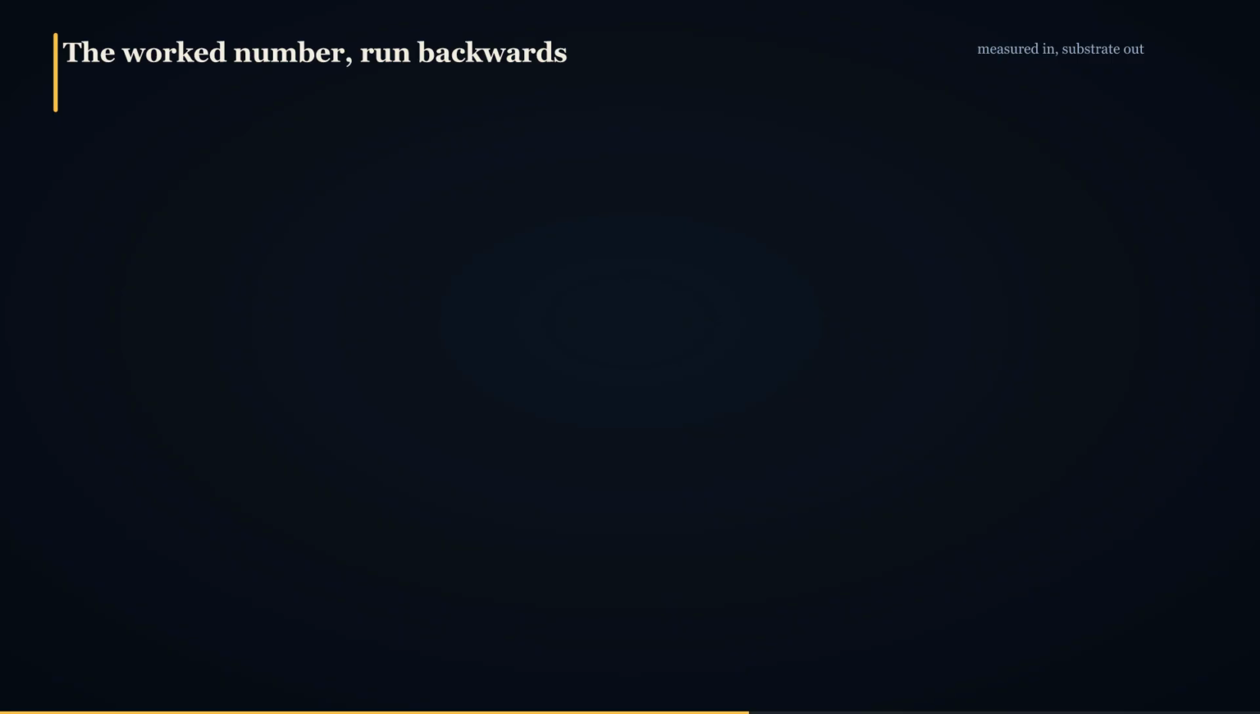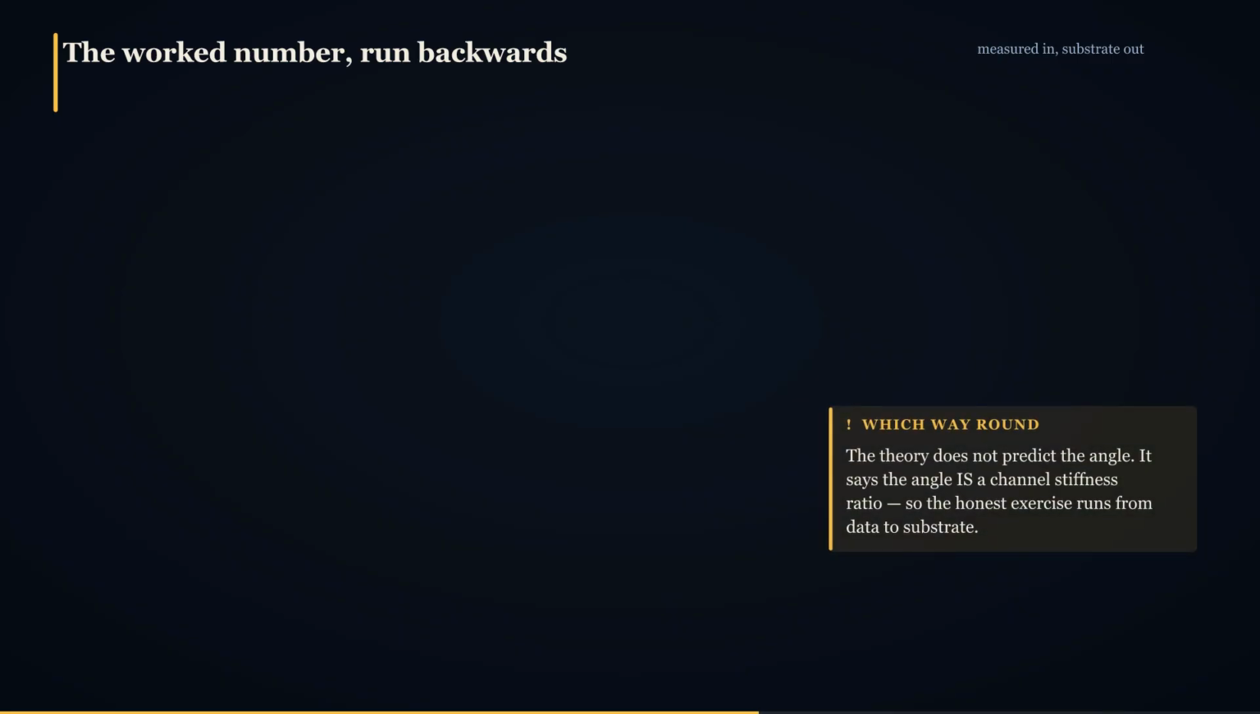The worked example, and note which way round it runs. The theory does not yet predict the weak mixing angle. It says the weak mixing angle is a channel stiffness ratio. So the honest exercise is the inverse one. Take the measured electroweak parameters and read off what the substrate ratio has to be.